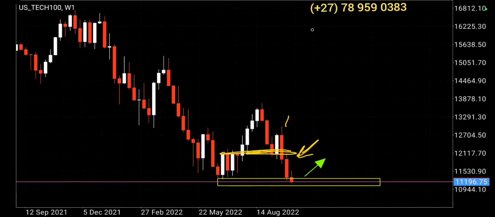So look what the price did. The sellers quickly came back and they reversed the price. What did they do? They formed a bearish engulfing. So that's not a good sign. When you are at the support, you expect the bulls to be the ones that are strong, the ones that are forming bullish structures. In this case, a bearish engulfing at the support is really not a good sign for the bulls.